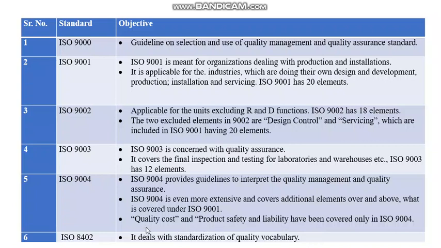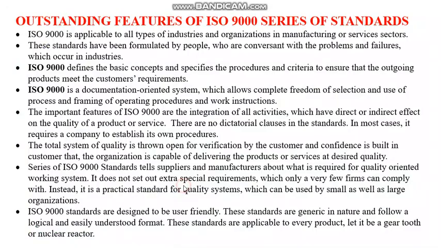Then ISO 8402 deals with standardization of quality vocabulary, more like definitions and other things. So what we see is, either of these 9001, 2, 3, 4 may be useful for the companies. The first one, ISO 9000, is only a selection guide for the quality management and quality assurance standards, and the sixth one deals with quality vocabulary.